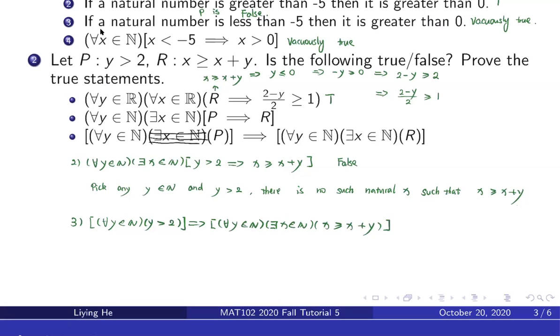No, they are not the same. 2 and 3 are not the same. That's why we gave you this question. It's a common mistake. For number 2, the whole thing is a mathematical statement. For number 3, this is a mathematical statement and this is a mathematical statement.